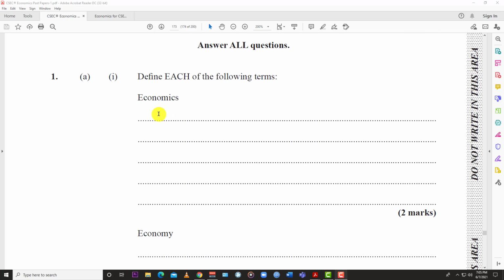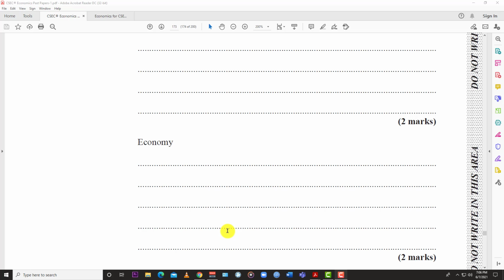And so economics, right off the bat, there are multiple definitions, but one of the easier ones is simply the study of how societies allocate their scarce resources. That's one definition you can use. And for economy, you can define it as the system used by a country to allocate those scarce resources, the system that is used to produce and allocate those scarce resources.